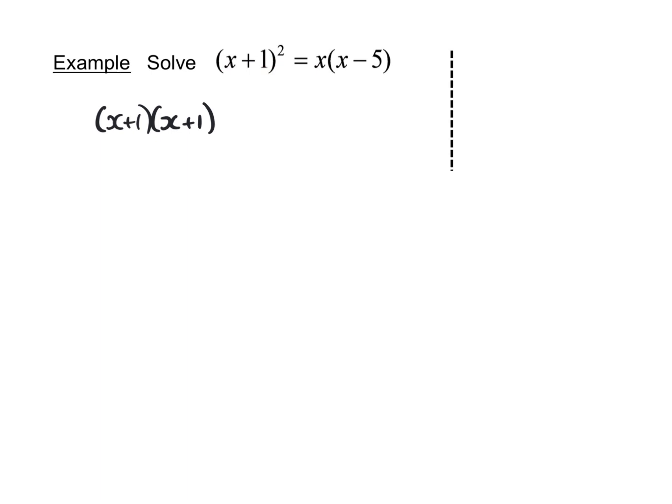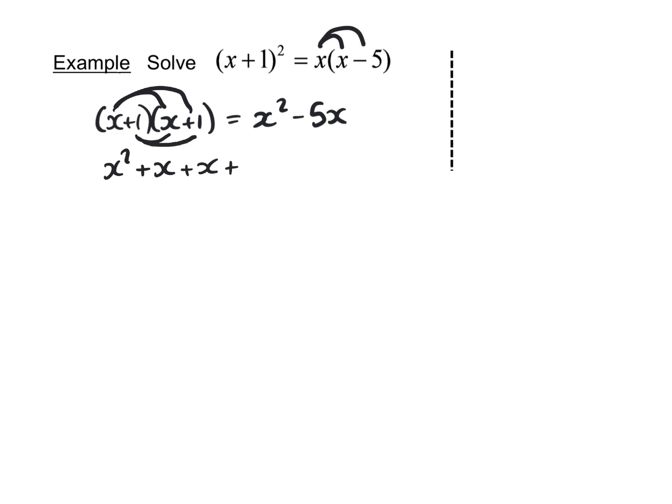And then I can start to multiply out this other side here. So I've got equals, and multiplying this out, x times x and x times negative 5 is x squared minus 5x. And that then brings us on to our next line. So we then have to multiply out this double bracket. So remember, to multiply out the double bracket, x times x is x squared, x times 1 is positive 1x, 1 times x is another positive x, and 1 times 1, positive 1.